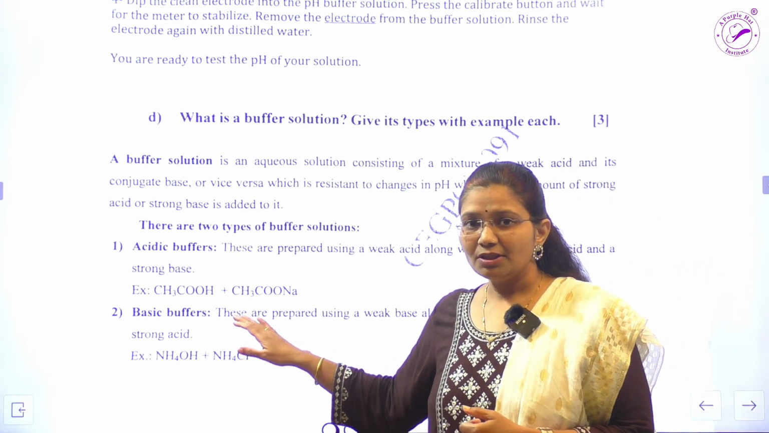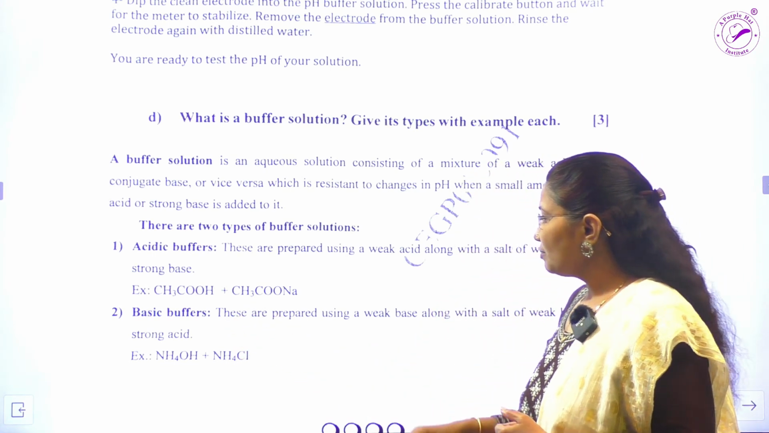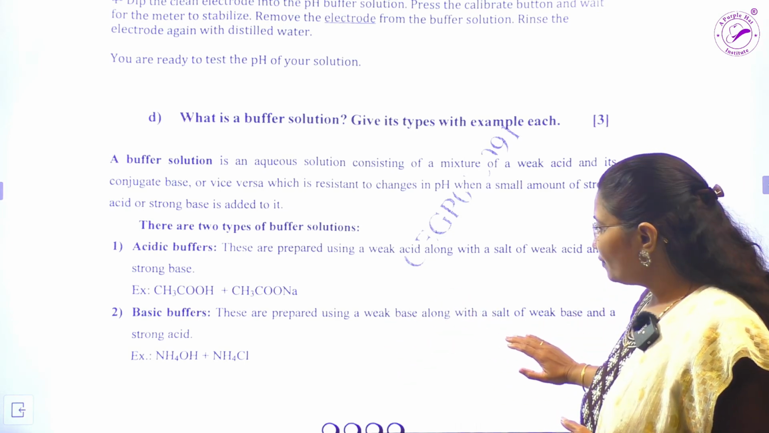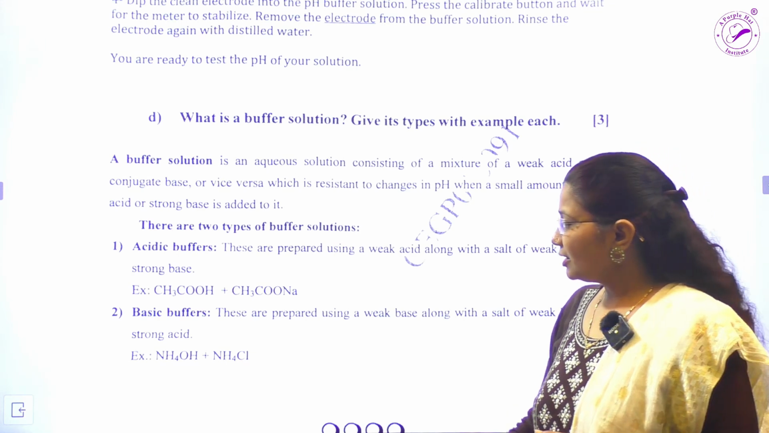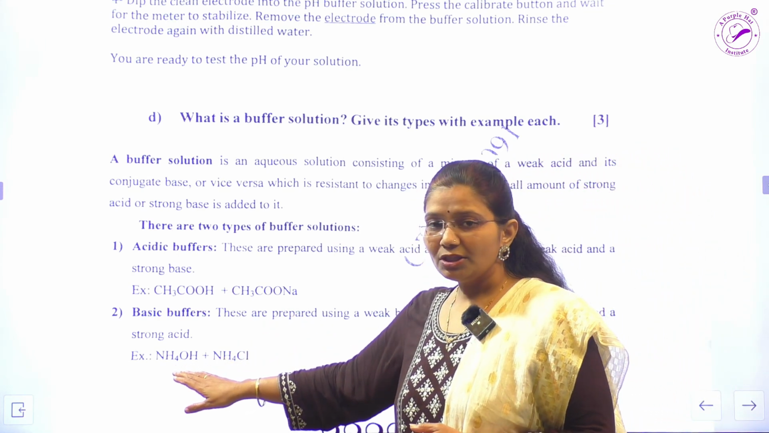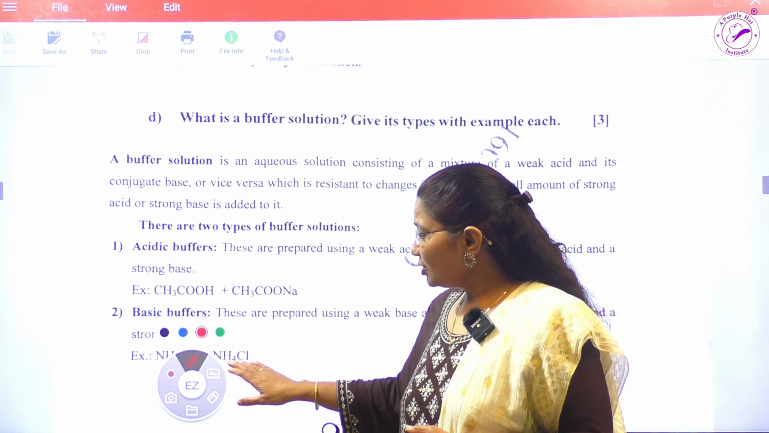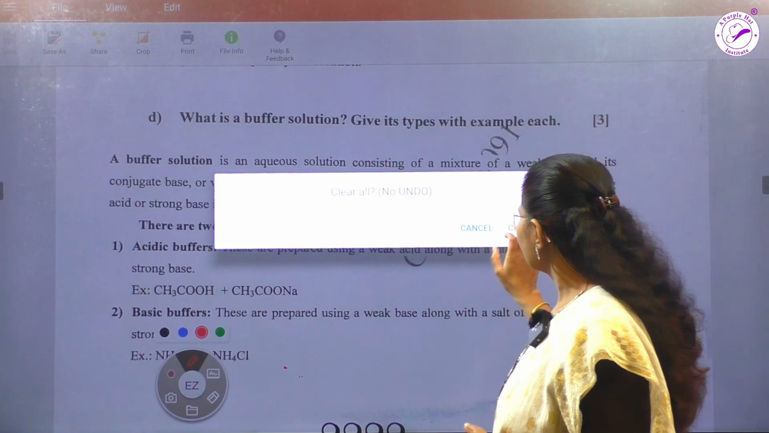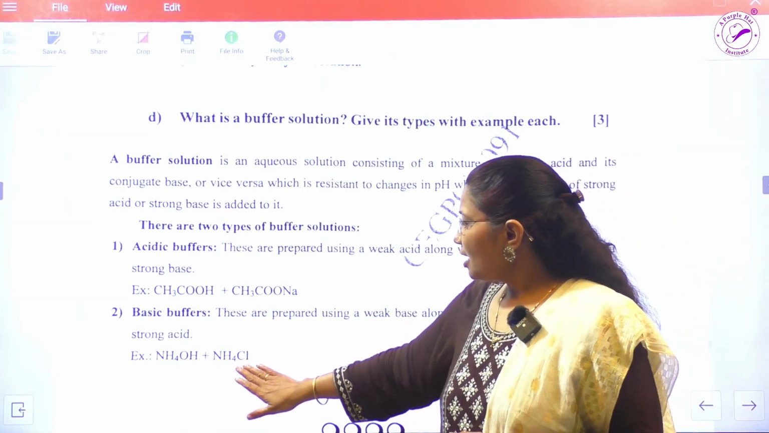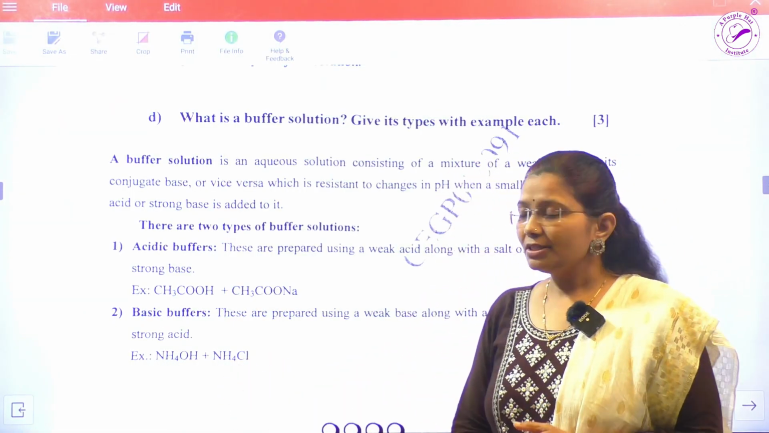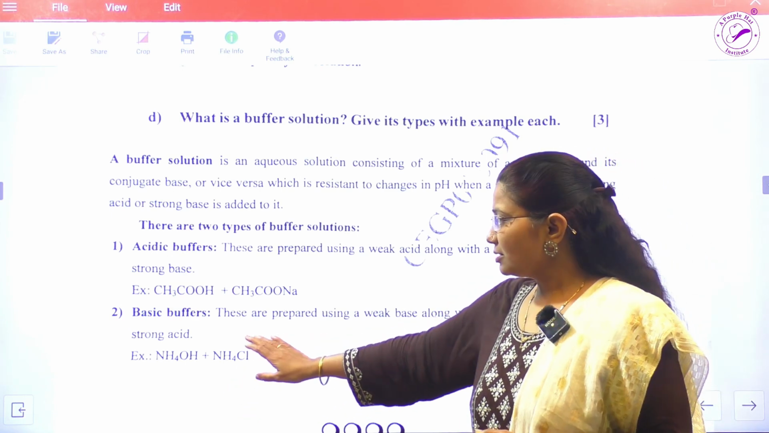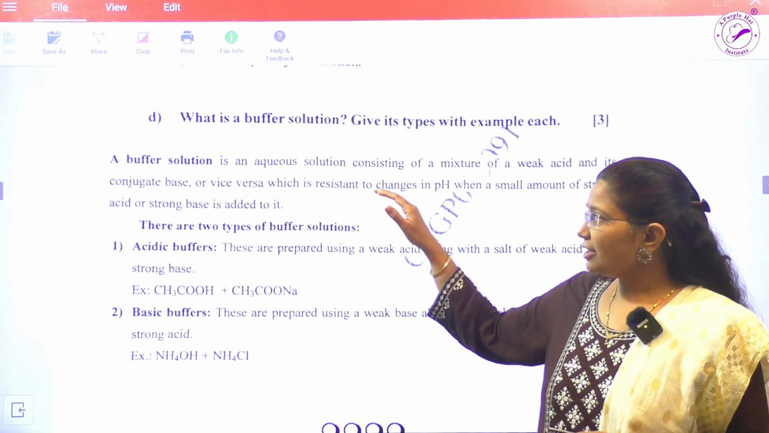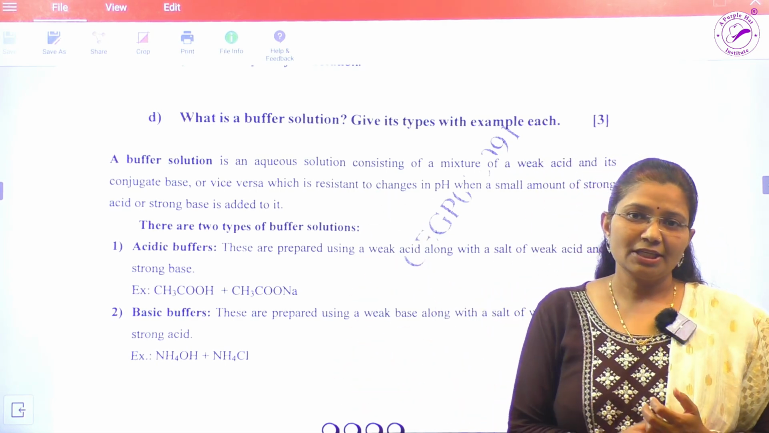Then how is the basic buffer prepared? A basic buffer is prepared by using a weak base with the salt of the weak base and a strong acid. For example, here you can see that ammonium hydroxide is the weak base and ammonium chloride is the salt of the weak base. So this is how you can prepare the basic buffer solution. Just write down these three explanations, then you will get the 3 marks.